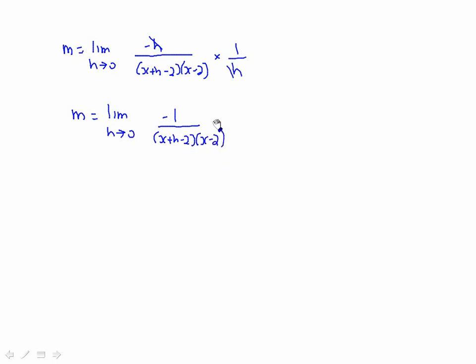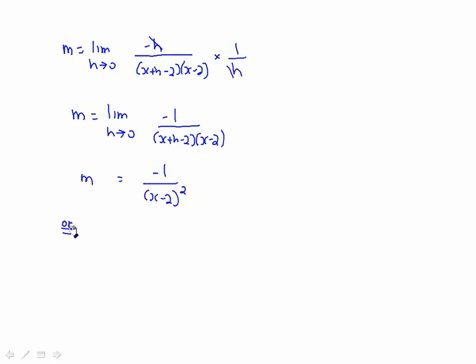We now take the limit. And if you take the limit, h gets replaced with 0. So this becomes negative 1 over x plus 0 minus 2, which is just x minus 2. And then that's multiplied by x minus 2. So that's squared. So here's our formula.